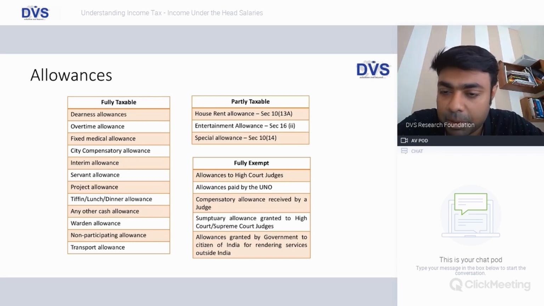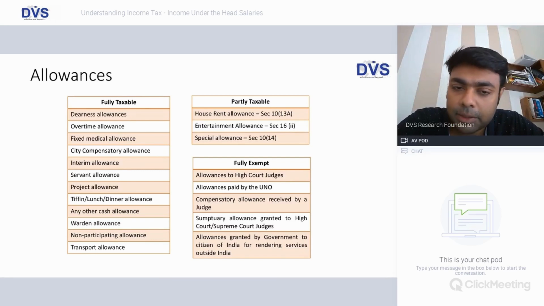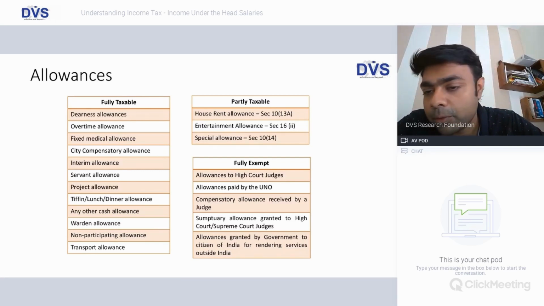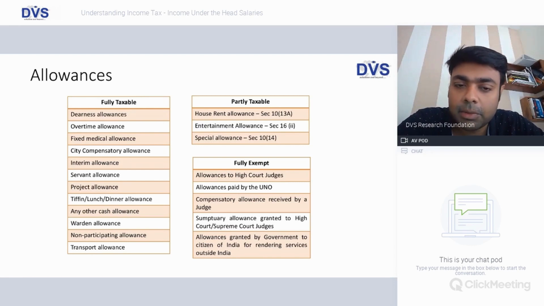This is interesting, friends, because earlier transport allowance was eligible for exemption up to 800 or 1600, but now that relief is removed and standard deduction has been introduced. So all these are fully taxable. Similarly, let's look at fully exempt allowance. There's no rocket science. Allowances to high court judges, allowances paid by UNO, compensatory allowance received by a judge, sumptuary allowance granted to High Court and Supreme Court judges, allowances granted by government to citizen of India for rendering services outside India.